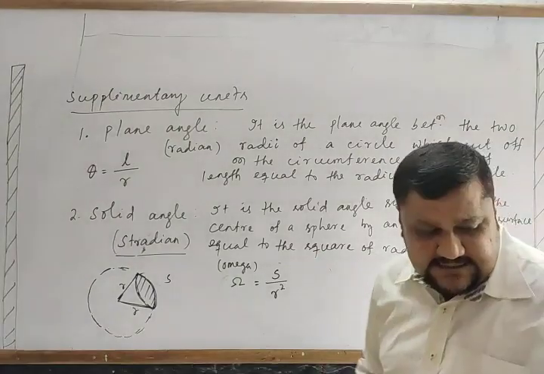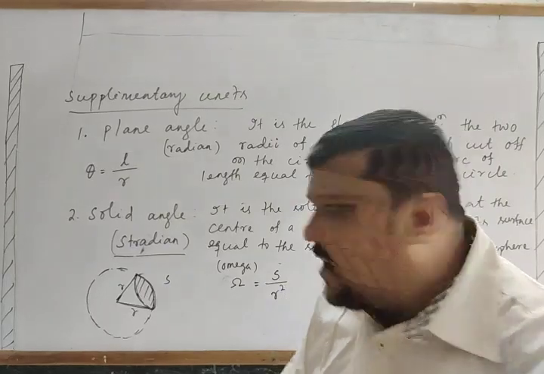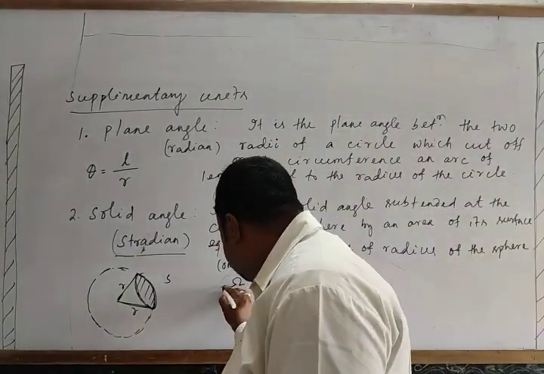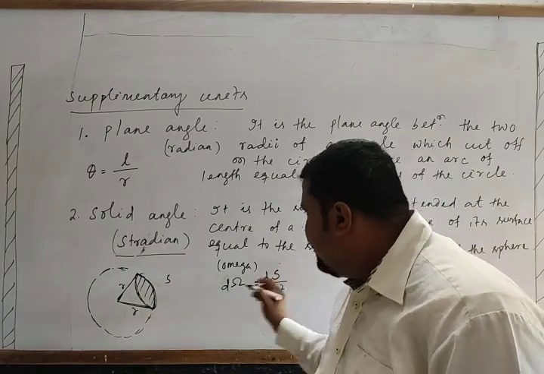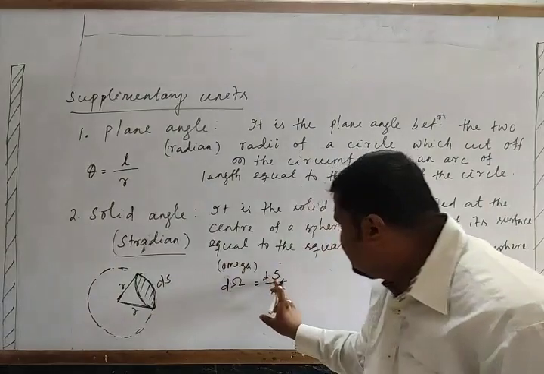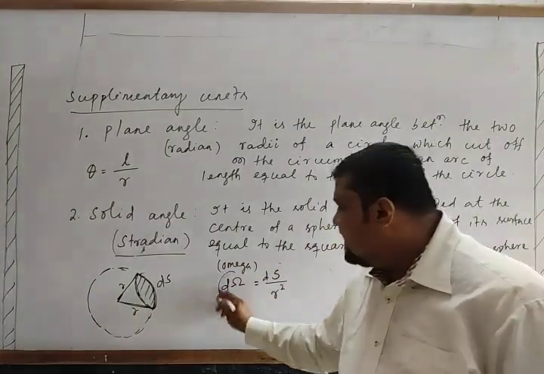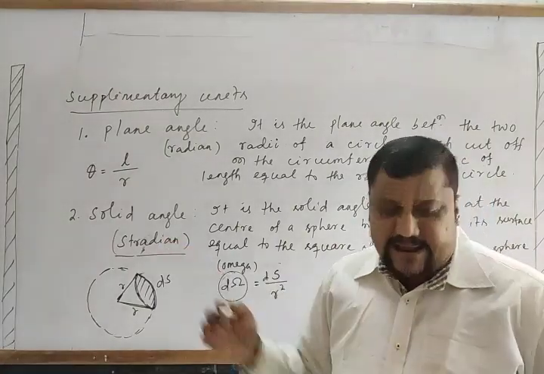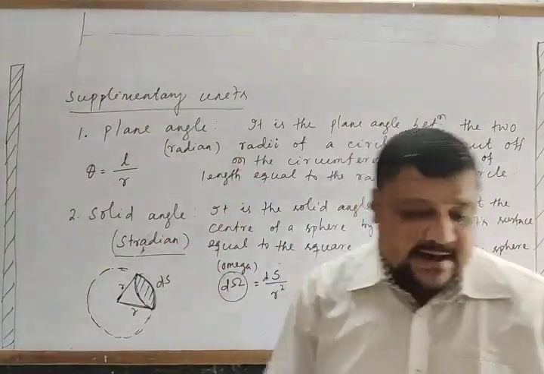Clear? So this is about the plane angle and the solid angle. For the small case, I have written it like this. If this is d omega, for a small solid angle, then this area should be dS, because r is fixed. So dS is the small area and d omega is the small solid angle, in steradian. That is the definition of radian and steradian.